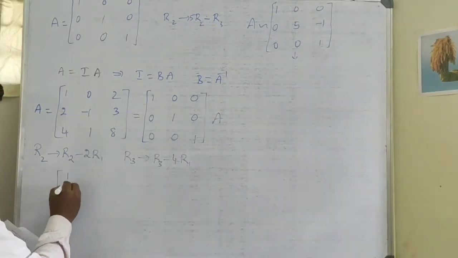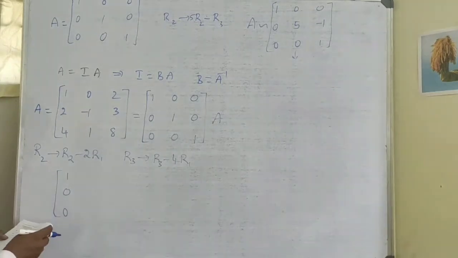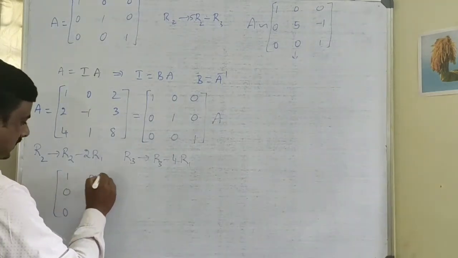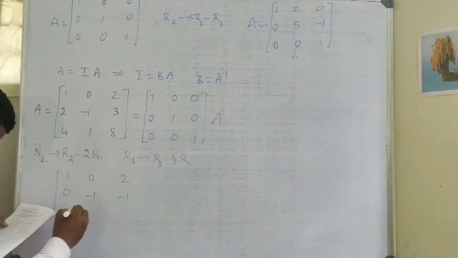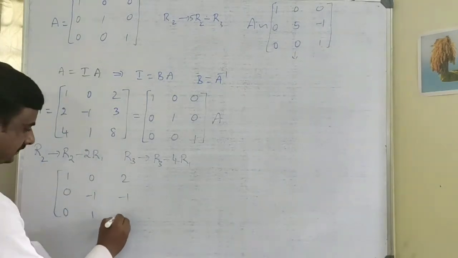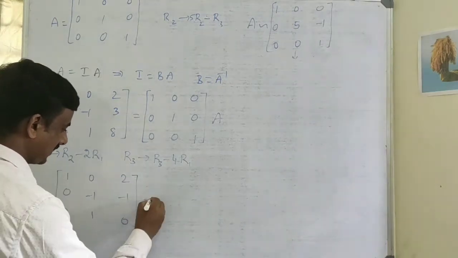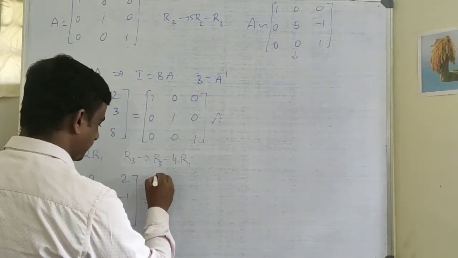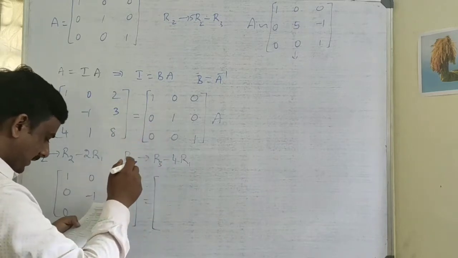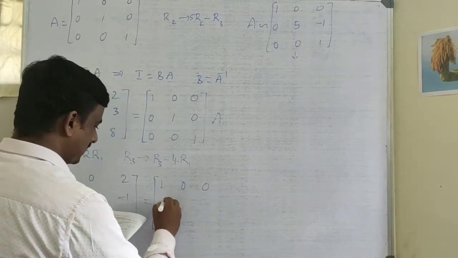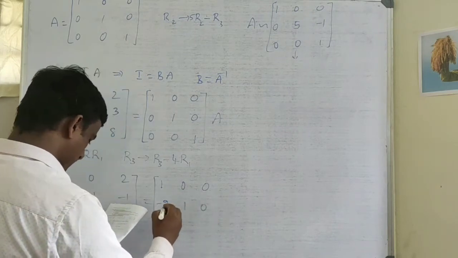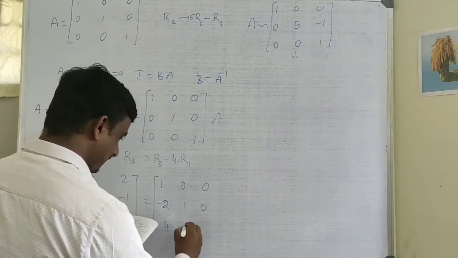1 0 0 in the first column, 0 2 first row, minus 1, 1 0, equal to, corresponding to that there will be a change in this identity matrix. That change is 1 0 0, minus 2 1 0, minus 4 0 1.